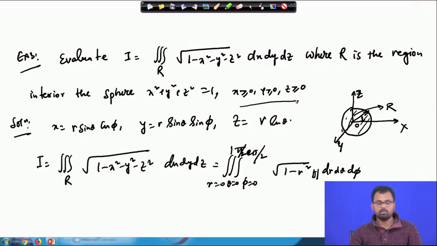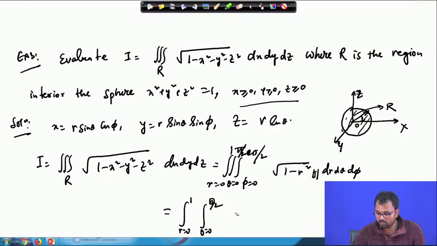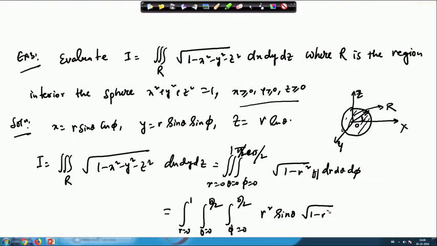And now this Jacobian we know is basically r square sin theta. So, let us write that, and this will be integral from 0 to 1, theta from 0 to pi by 2, and phi from 0 to pi by 2, of r square sin theta square root of 1 minus r square dr d theta d phi. And now we can evaluate these three integrals, the triple integral, one by one.